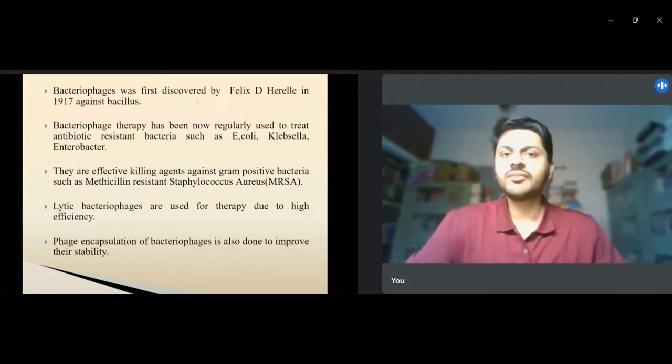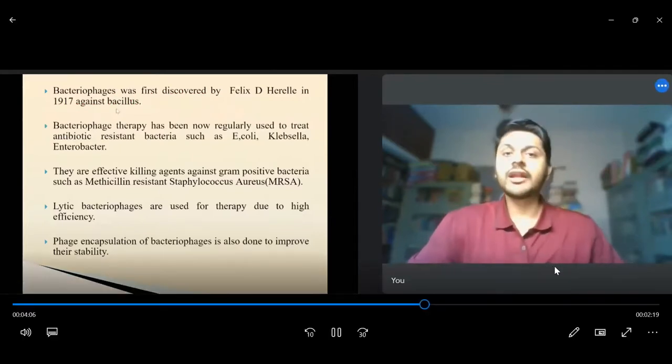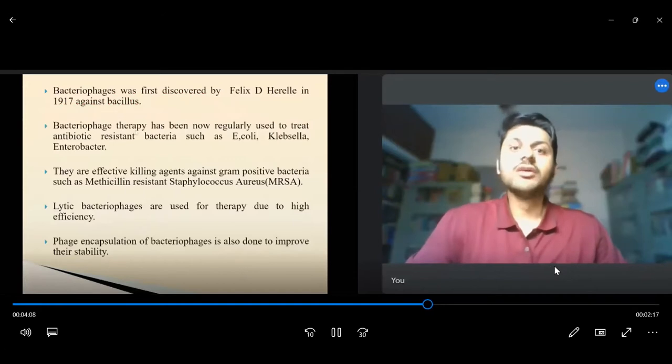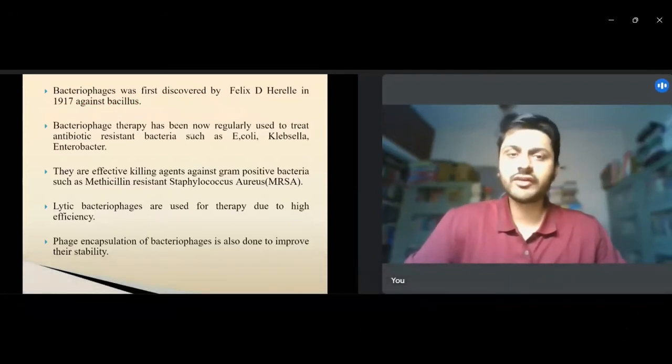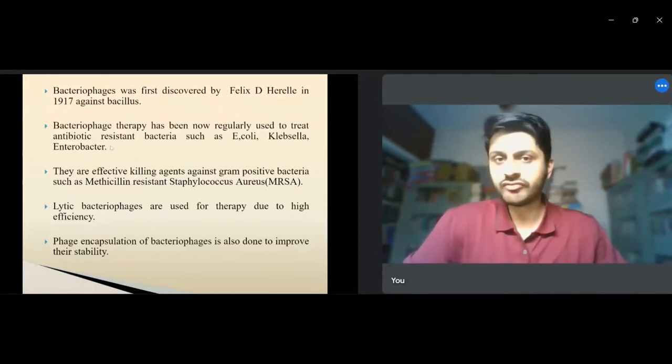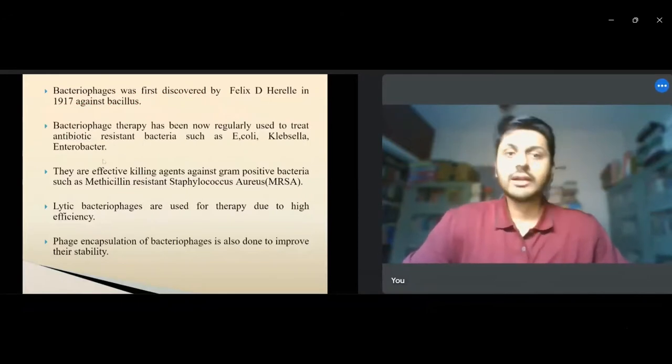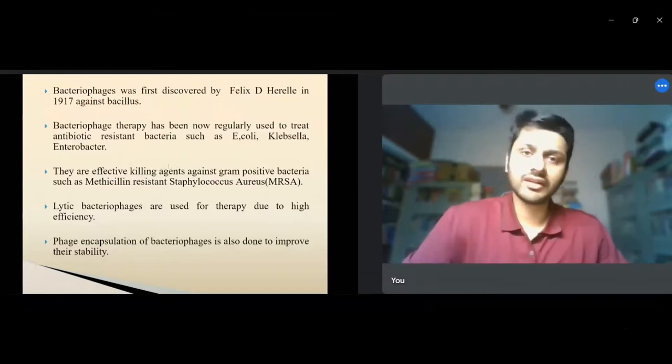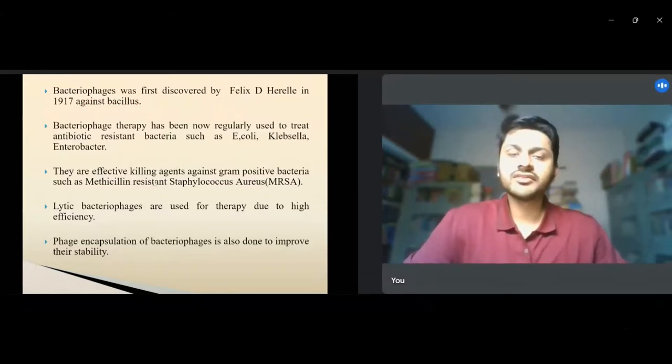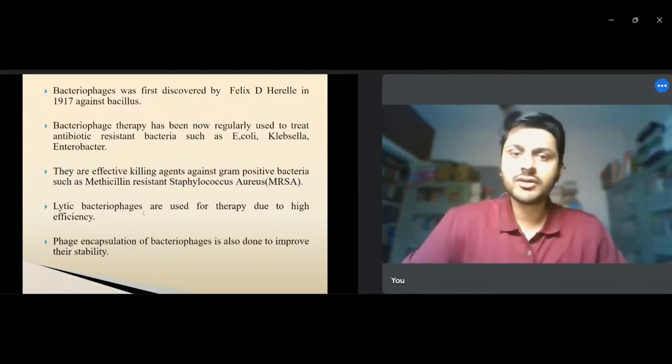Bacteriophages were first discovered by Felix d'Herelle in the year 1917. And now this phage therapy is being regularly used for treating various bacteria such as E. coli, Klebsiella, and Enterobacter, which are resistant to antibiotics. And it is also used for the treatment of various gram-positive bacteria such as methicillin-resistant Staphylococcus aureus.